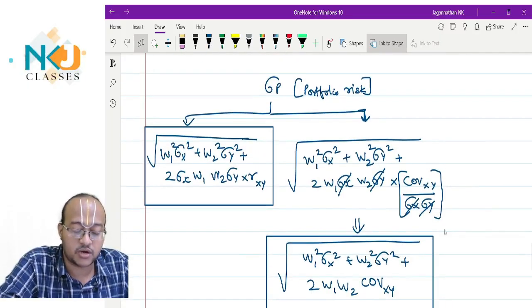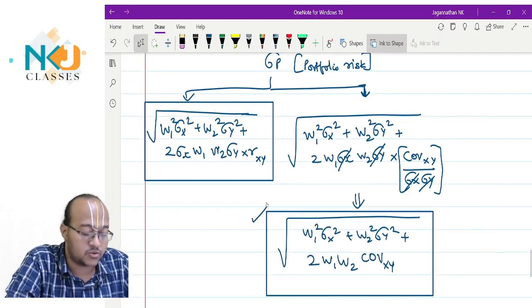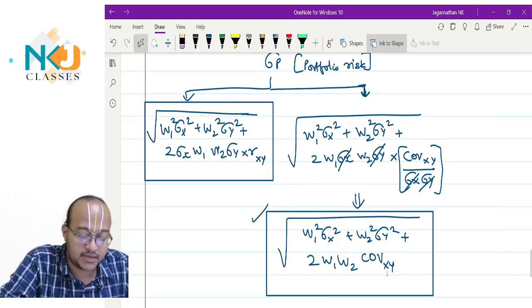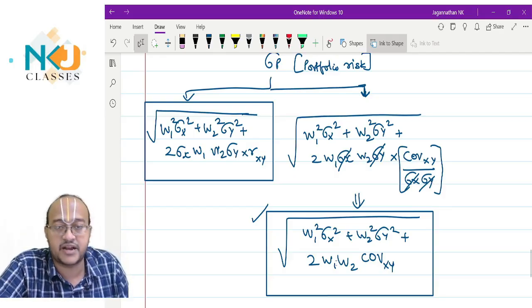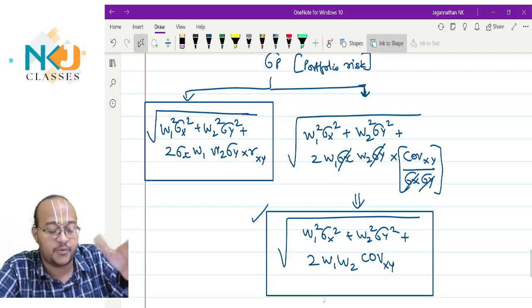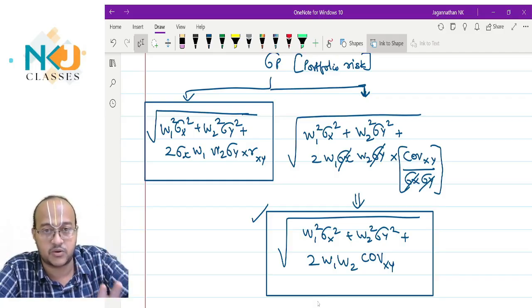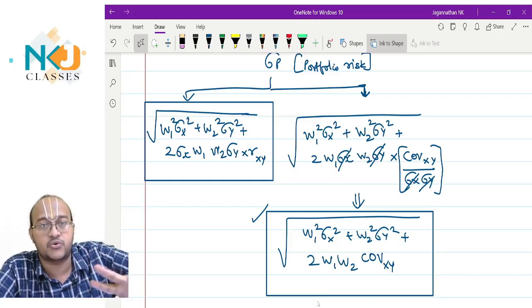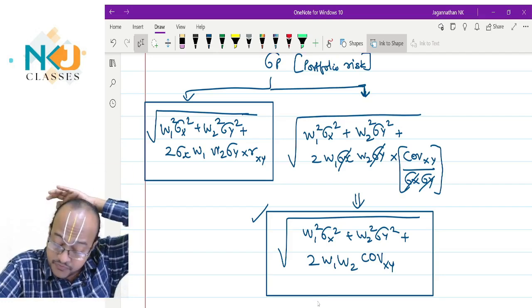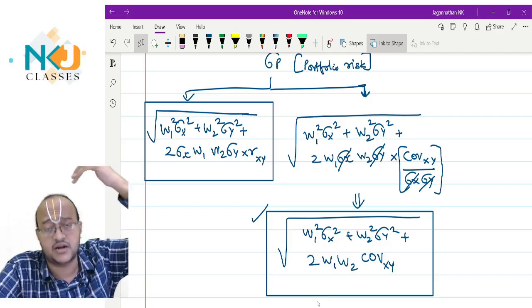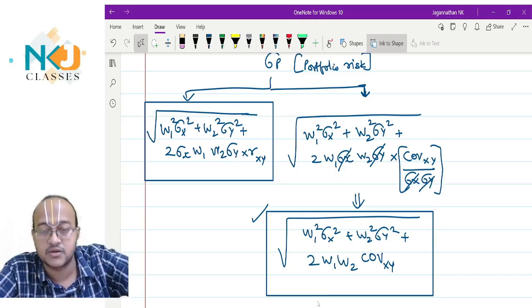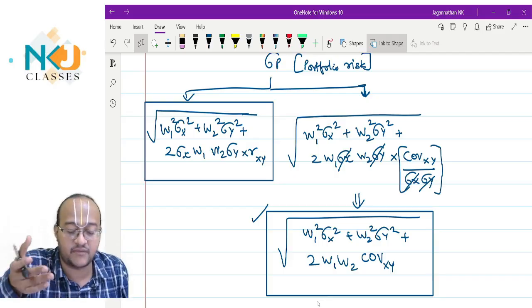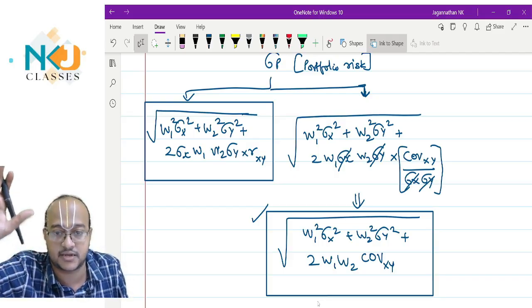Either way, you should not fear. Carefully observe. Here the denominator sigma x and sigma y will vanish. There also the weightages will vanish. What is the formula? W1 square sigma x square plus W2 square sigma y square plus 2 into W1 W2 directly covariance of x and y. There is no sigma x or y, as numerator and denominator get cancelled. Understood? This is clear.